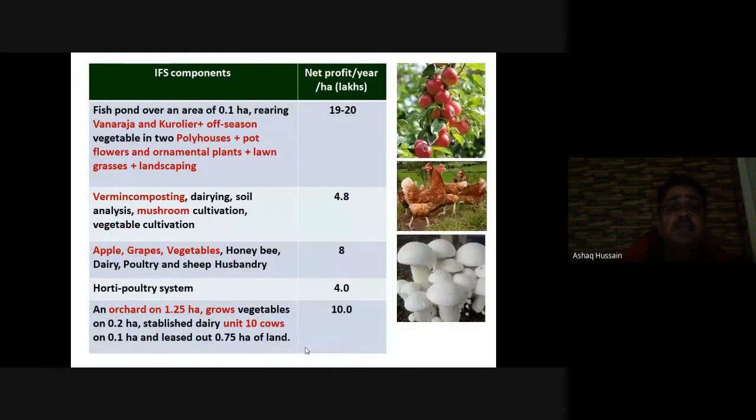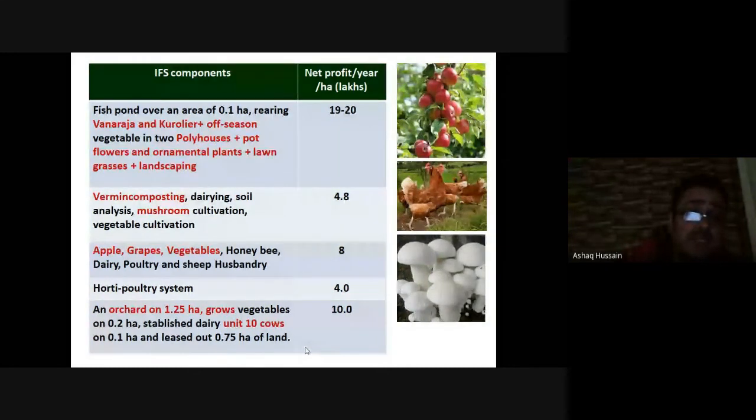So a large number of examples are there where the farmers have reared the Vanraja. Vanraja is a type of poultry bird, and then having vegetable cultivation, then having certain fish pond also. These types of activities can be integrated in a profitable way. Vermicompost can be integrated with dairy farming. Mushroom cultivation can be integrated with rice cultivation. Then apple and grapes and vegetables and honeybee.